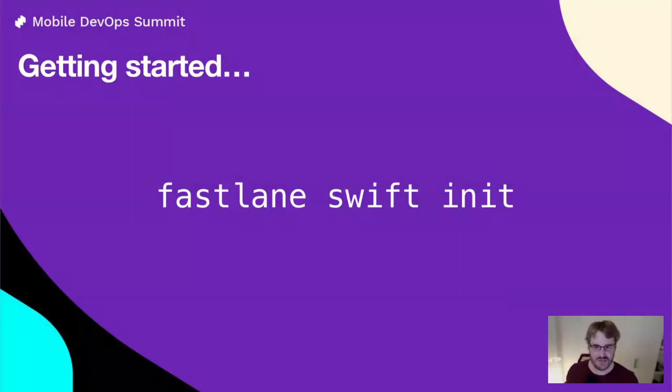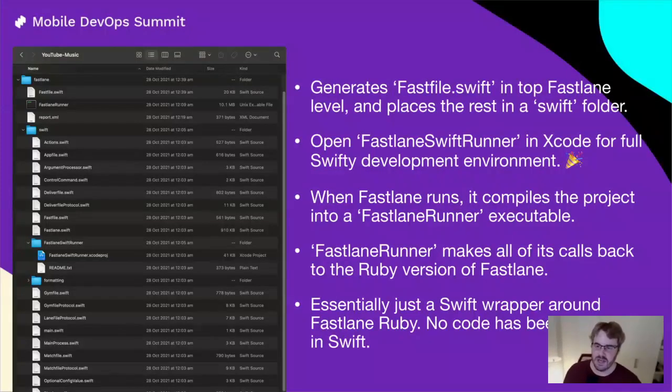And so Fastlane Swift is very easy to do. I'm sure if you've actually read the documentation, it's really easy. It comes with regular Fastlane. There are no extra steps. You just install regular Fastlane, and then from your project directory, you just say fastlane swift init instead of fastlane init, and this will create a Fastlane Swift project instead of the regular Ruby one. And what does that look like?